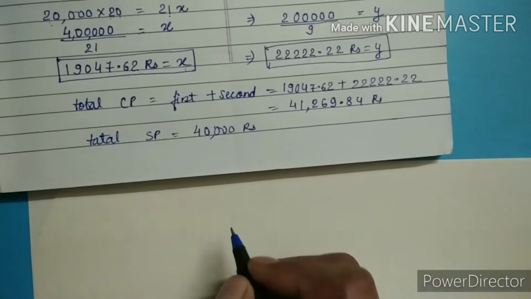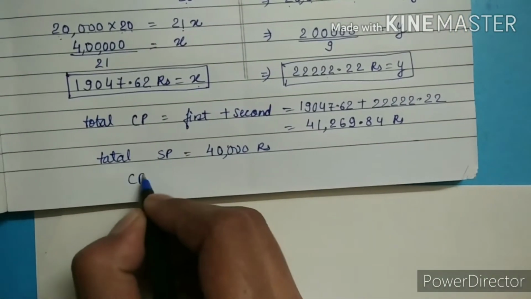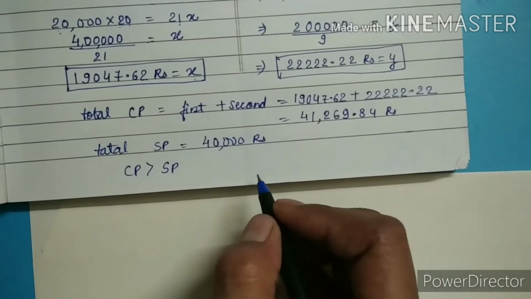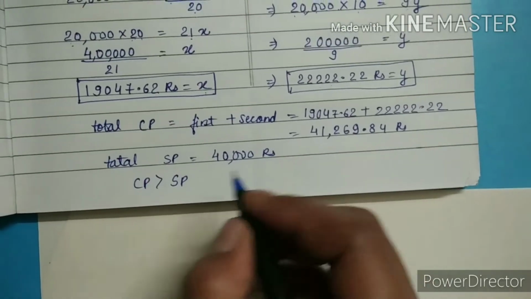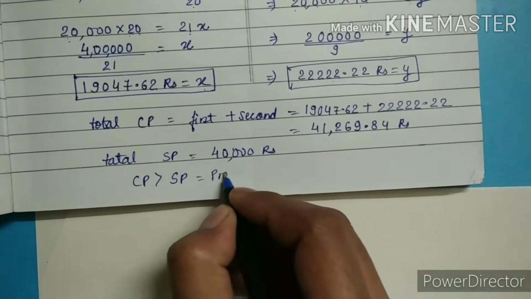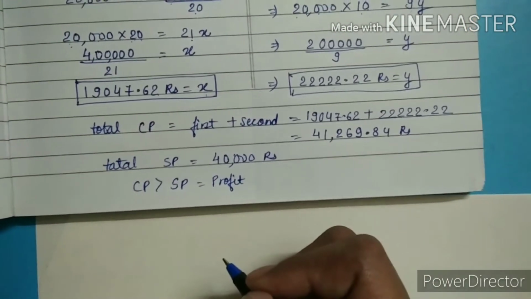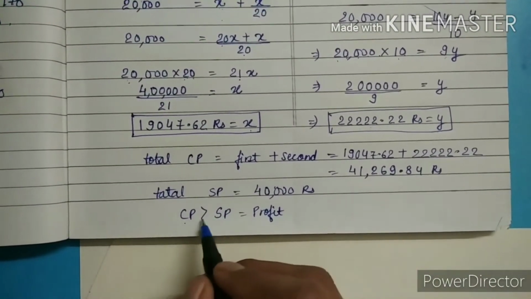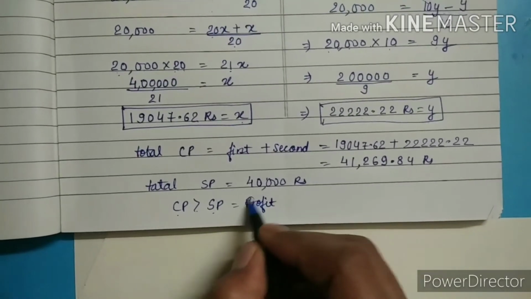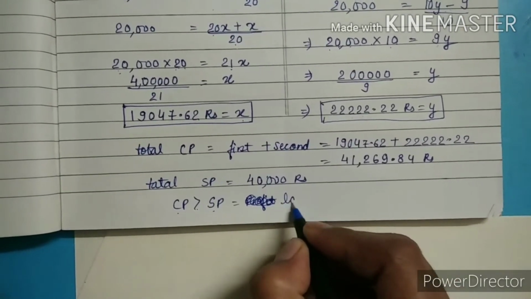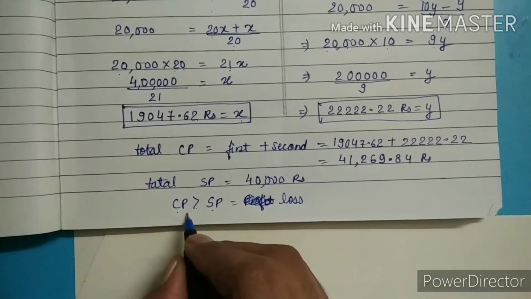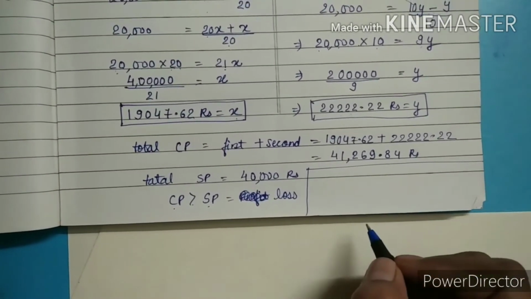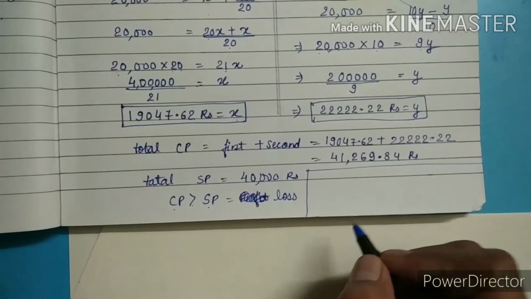So you can easily compare here. Cost price is greater than selling price. So what do we have? Profit? Is it profit? No, because cost price is greater than selling price. It is not a profit. It is a loss. Cost price is greater.